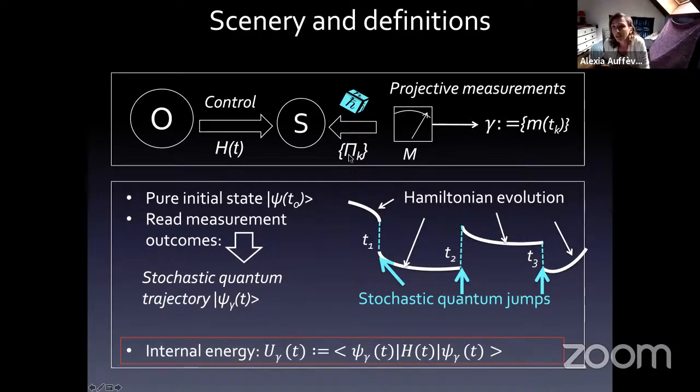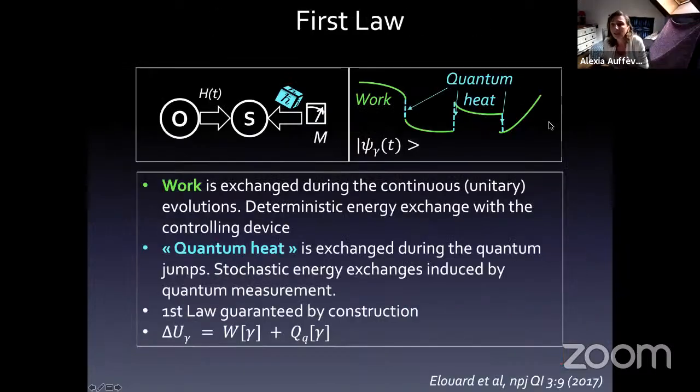And now we are in a thermodynamic talk. So starting from this, you need to define internal energy. And the internal energy, I'm simply defining it as the expectation value of my Hamiltonian along this trajectory. So very intuitive. Now, what is the first law in this transposition of standard stochastic thermodynamics? For the first law, you need to define work and heat.